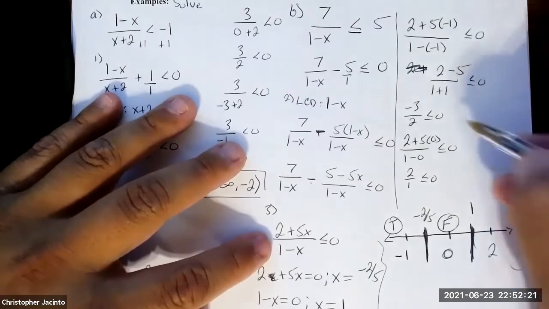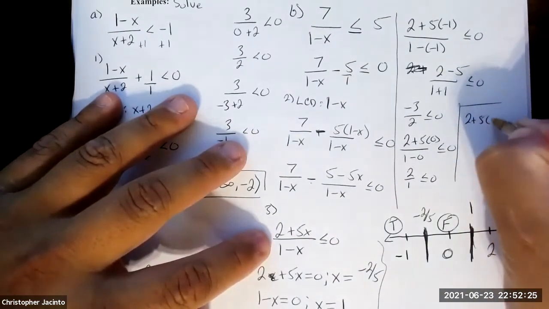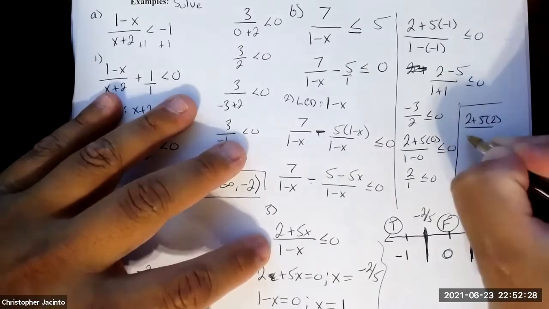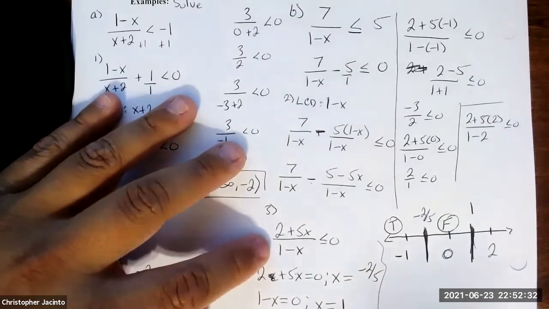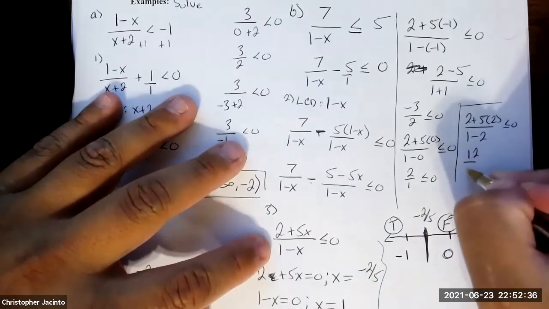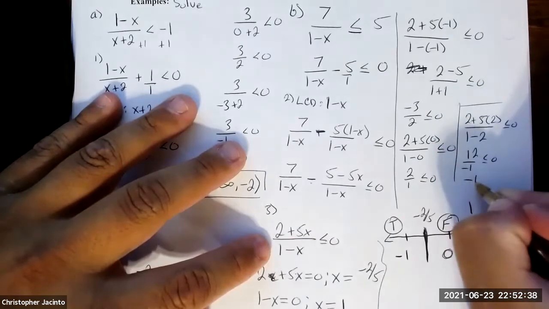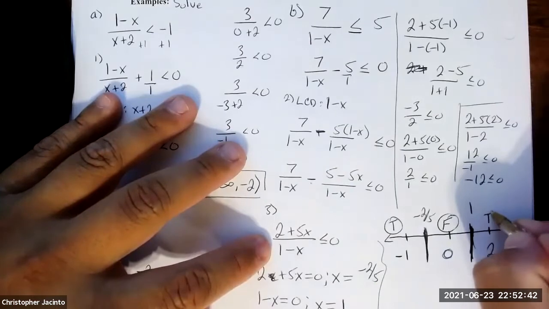And then finally, we just plug in 2. So 2 plus 5 times 2 over 1 minus 2. So this is going to be 10 plus 2 is 12 over negative 1. That's negative 12. And that is less than 0, right? So that is true.